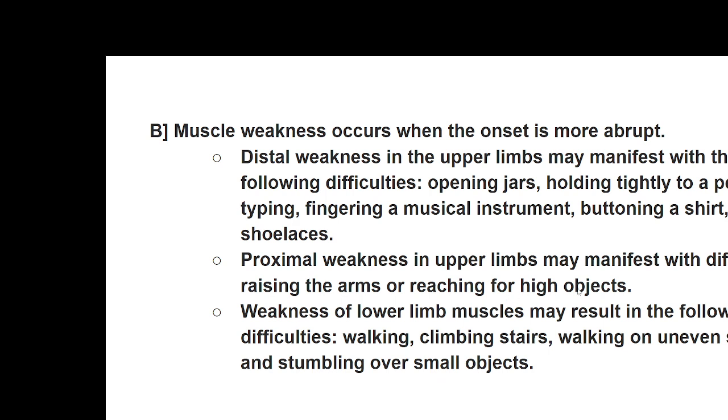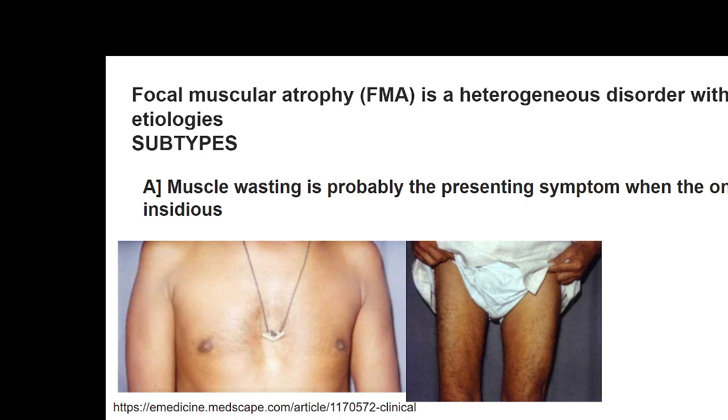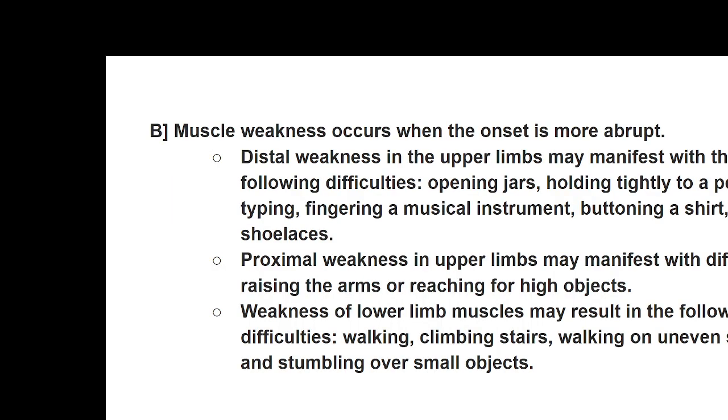Another presentation could be that the patient has a sudden, abrupt onset of muscle weakness, and in that presentation the patient may have distal weakness in the finer muscles. So the presentation of focal muscular atrophy could be of different categories. The first type is muscle wasting, seen in the thicker muscles. Then comes muscle weakness, which occurs in the periphery and is usually of abrupt onset.